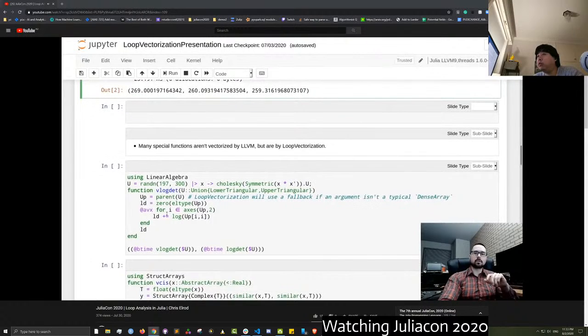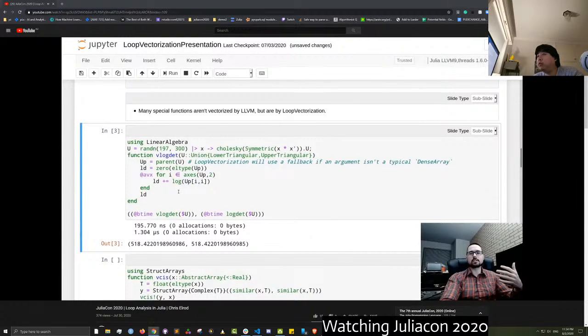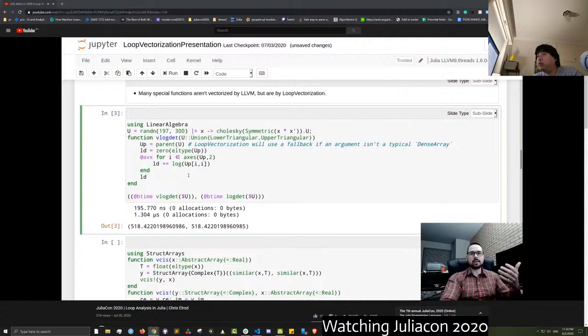Another case where it's profitable is special functions like log, because the base Julia implementations of log, sine, cosine, and exp are not vectorized, while loop vectorization uses a different implementation that is SIMD, and therefore it's able to calculate this log determinant of a triangular matrix much more quickly than, for example, the implementation in the standard library linear algebra.